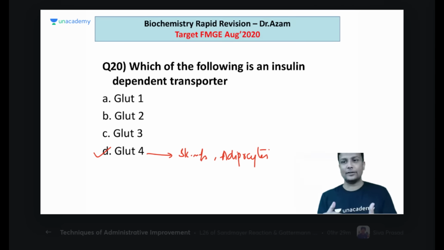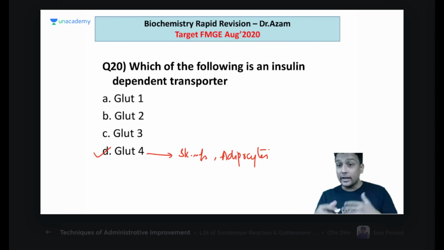On the surface of skeletal muscle and on the surface of adipocytes, the number of glucose transporters is increased under the influence of which hormone? The hormone is your insulin, guys. That is the reason why it is known as insulin dependent glucose transporter. Its number increases, okay?